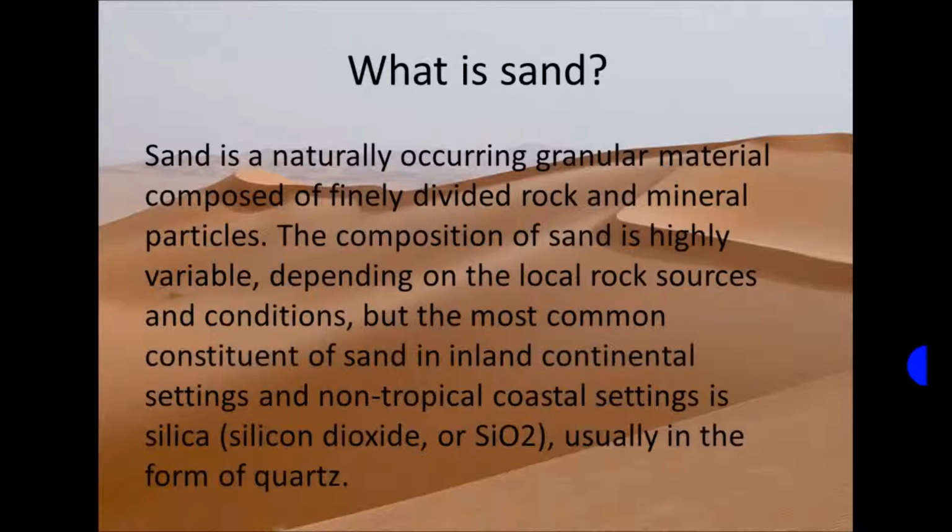What is sand? Sand is a general material consisting of natural rocks divided into soft particles, and the formation of sand varies depending on the rock's source and local conditions. But the most common constituent of sand in inland continental settings and coastal non-tropical settings is silica, or silicon dioxide, usually in the form of quartz.